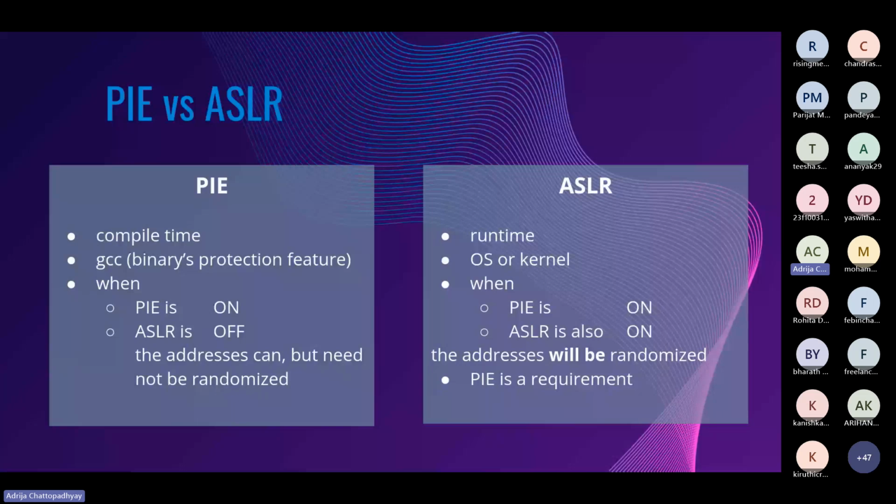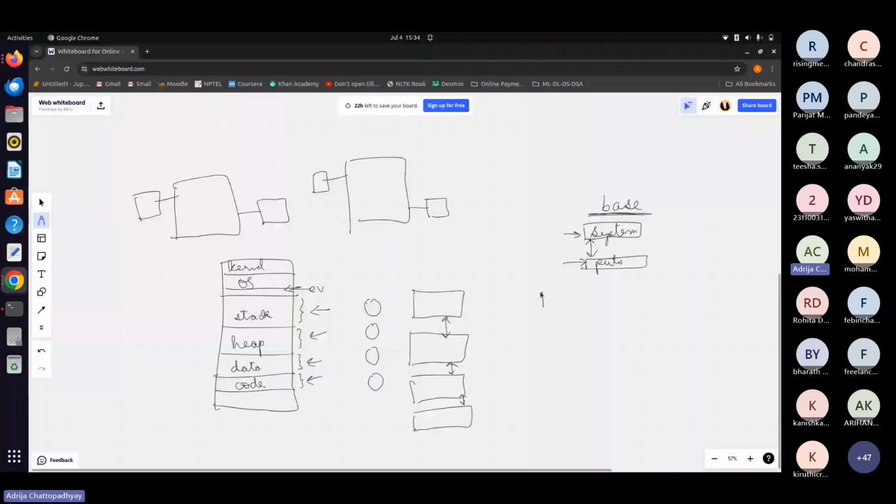So we'll consider four cases, PIE and ASLR. First is where both are off. That's when both of them are hard-coded in memory. They can only be run from a particular place. They can't be loaded into any place as required. Then when PIE is off and ASLR is on, this doesn't make sense because ASLR requires PIE to be enabled for it to work.